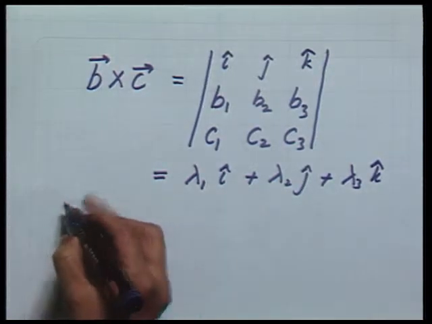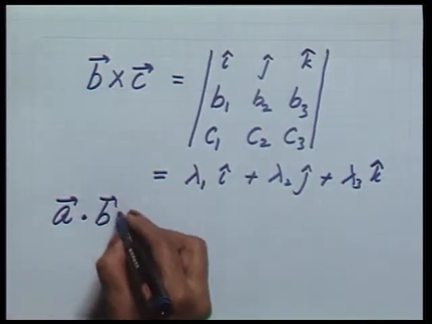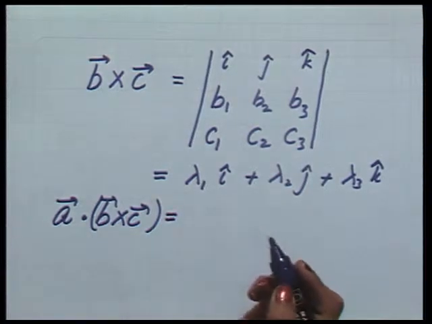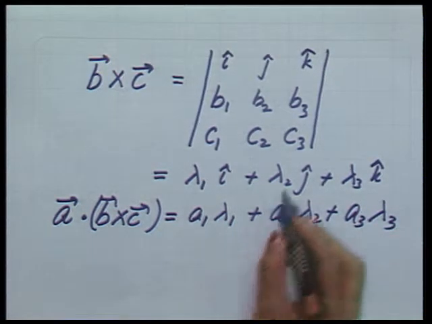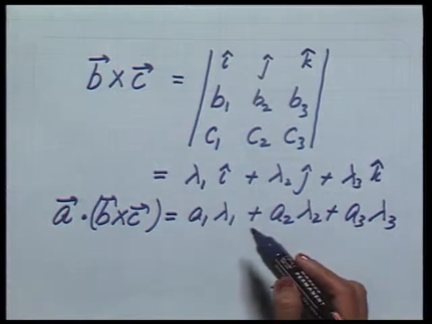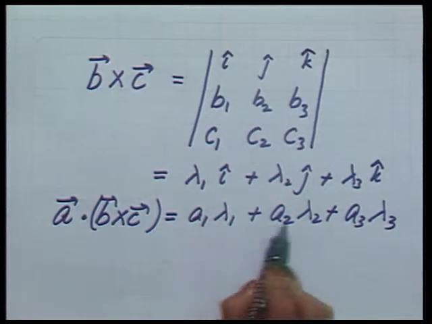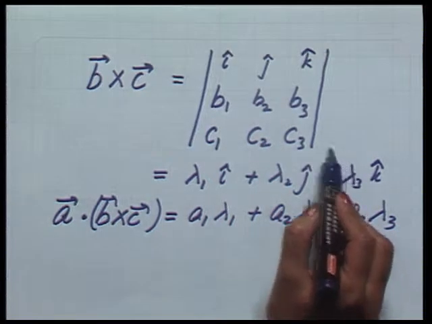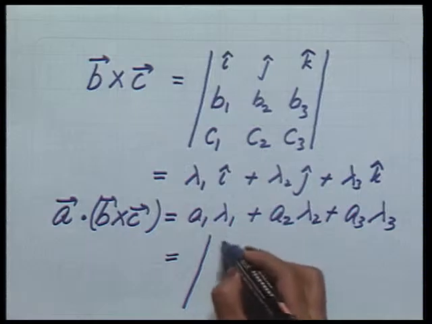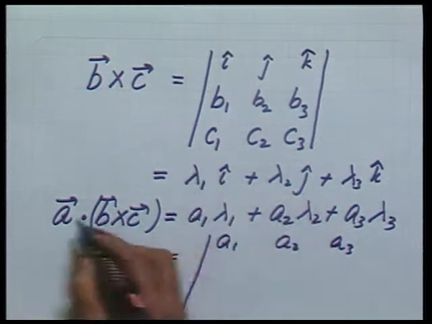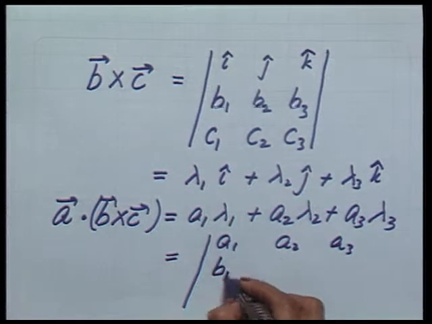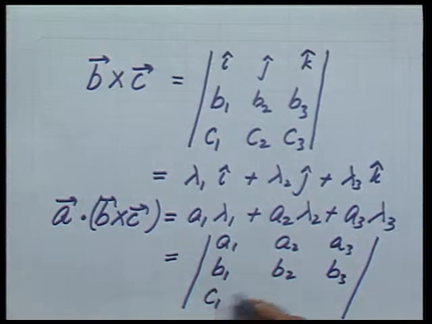Now, when you take the dot product of A with this vector, then by the component rule for dot product, this will turn out to be A1 lambda 1 plus A2 lambda 2 plus A3 lambda 3. And if we look at this determinant, basically what has happened is that the first row has been replaced by A1, A2, A3. The lambda i's are the same. In other words, the second two rows will remain the same. So without actually having to write down the meaning of lambda 1, lambda 2, lambda 3, we can easily see that this turns out to be the determinant A1, A2, A3, B1, B2, B3, C1, C2, C3. And that proves the formula.